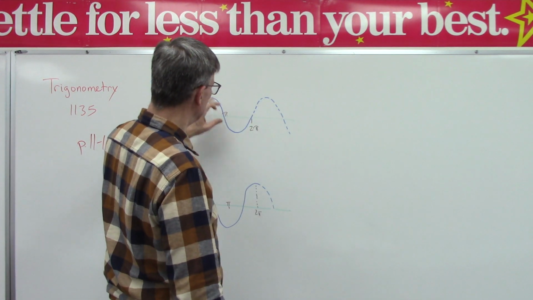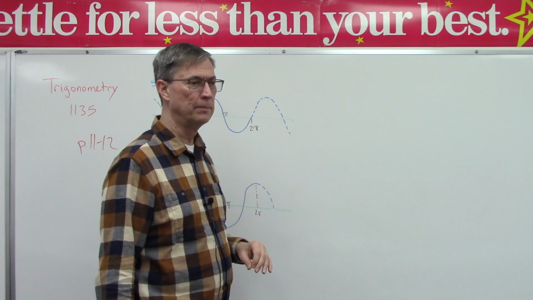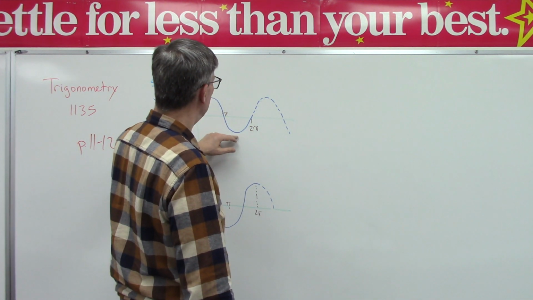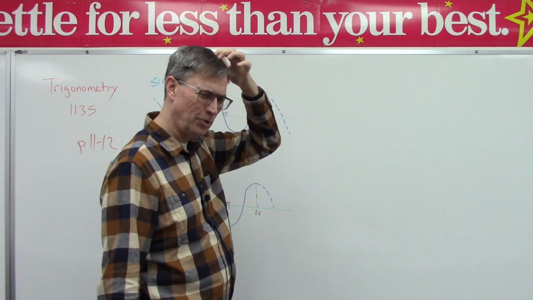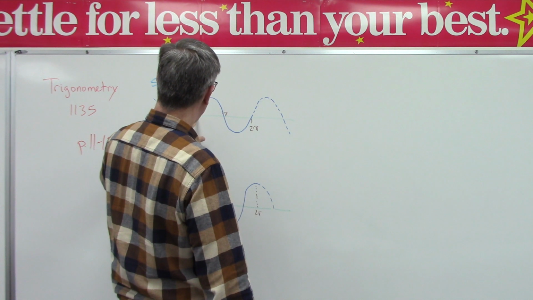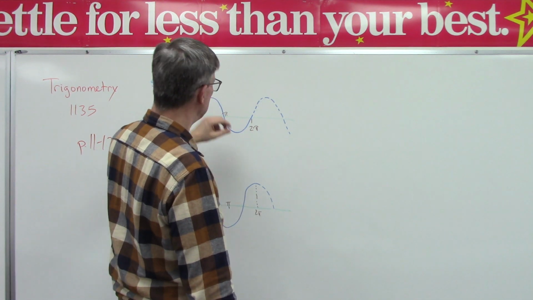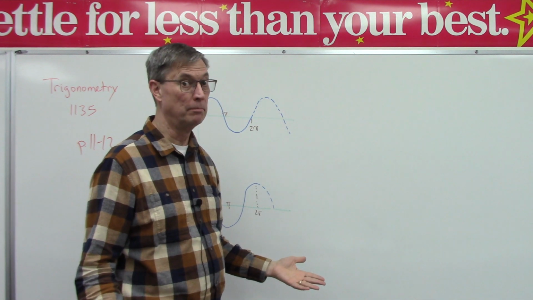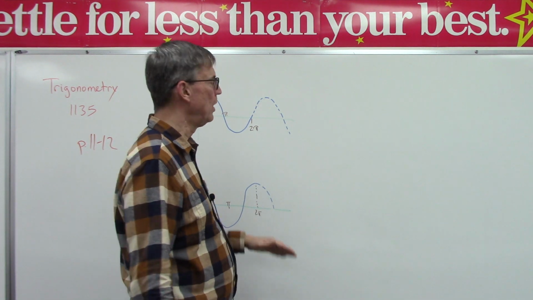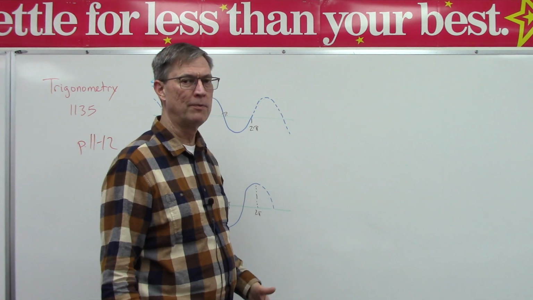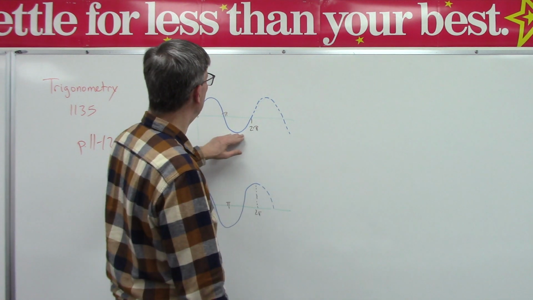The highest point on a wave is called the... trough, and is it called the peak? No, I'm forgetting. So the highest point, but in trigonometry, we just call the highest point the maximum, okay? So that's easy to remember, and the lowest point is called a minimum. So instead of a trough, it's a minimum. Again, that's easy to remember.